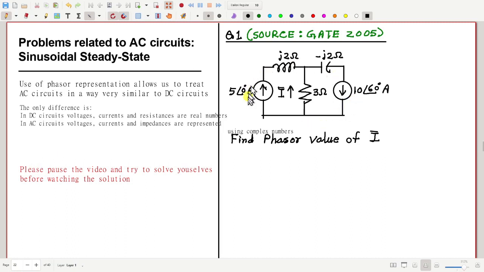Okay, so here is one circuit, and we have L, C, R, everything connected together, and voltage and currents are given in their phasor forms. Now we have to find the phasor value of this I bar, this current through the resistance. Can you suggest to me how we can do this? Anyone?